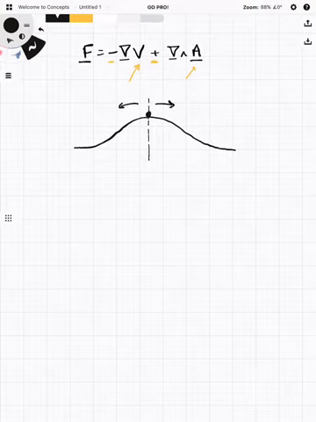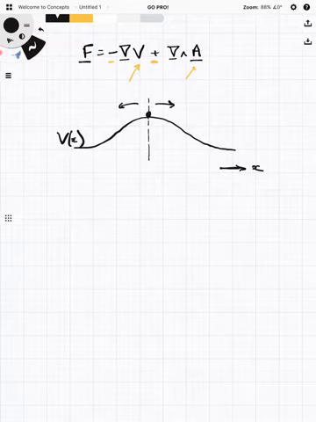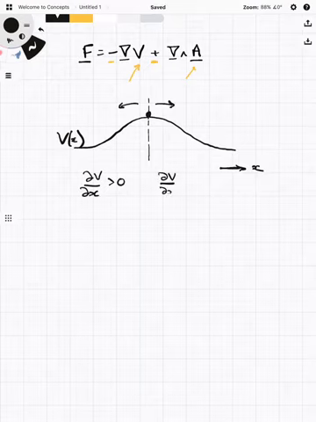Now, if we say that the shape of this hill is given by a function, let's call it V, and let's say that the horizontal axis is x, so this is V of x, then we see that it's going to move when we displace it from the maximum due to a gradient. Now, the gradient on the left-hand side, dV by dx, is, well, we can see that's positive. Whereas on the right-hand side, dV by dx is negative.